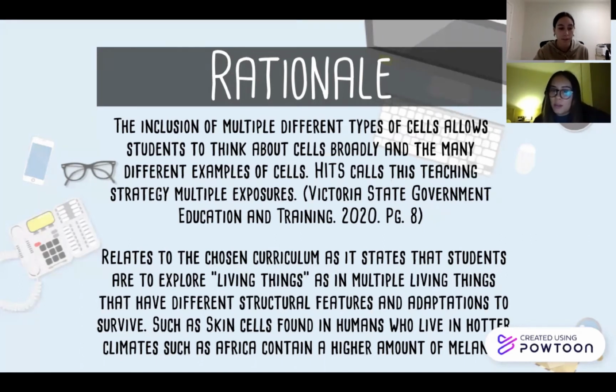An example of this is skin cells in humans that are found in hotter climates. Humans who live in hotter climates, such as Africa, contain a higher amount of melanin in their skin cells. That is a great example of an adaptation of a cell.